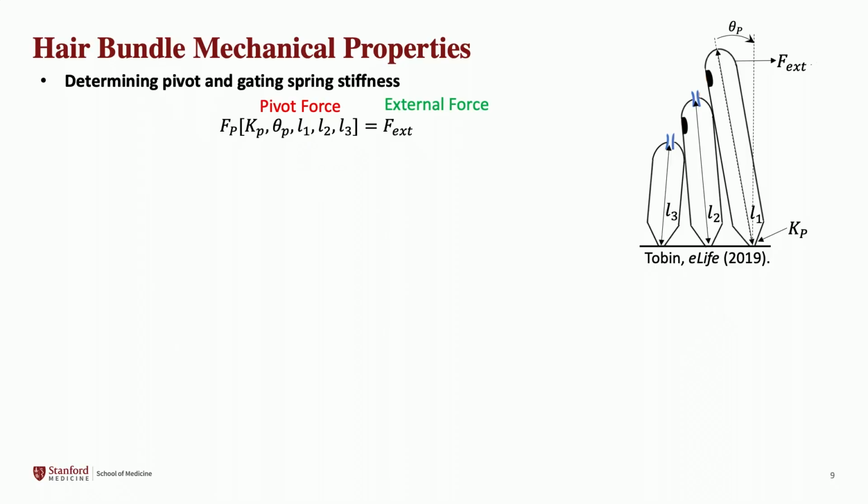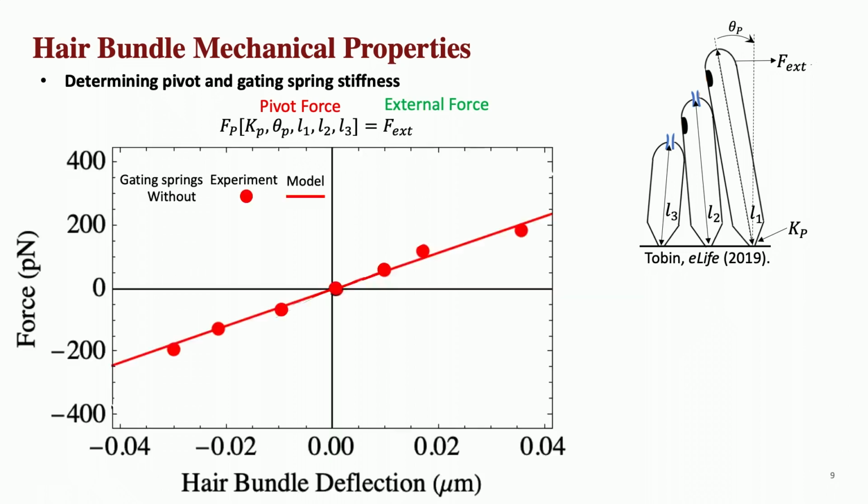So next, I'll now describe the agreement between our model and the experimental data. First, I will discuss the model without the gating springs. In the absence of the gating springs, the force balance is between the external force and the pivots. As I highlight here, the generalized formula of the pivot force depends on many terms: the pivot stiffness, the angles at rest, and the heights of each stereocilium.